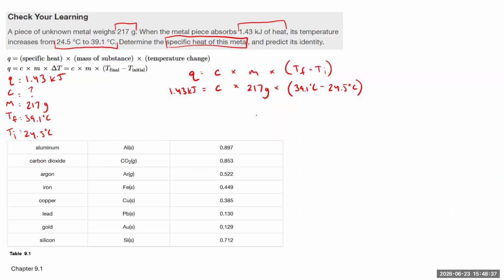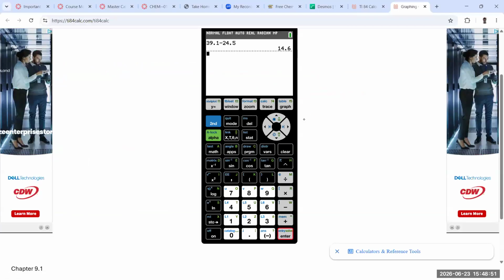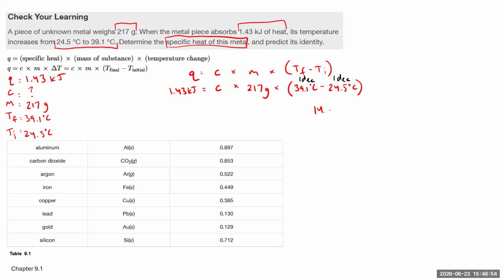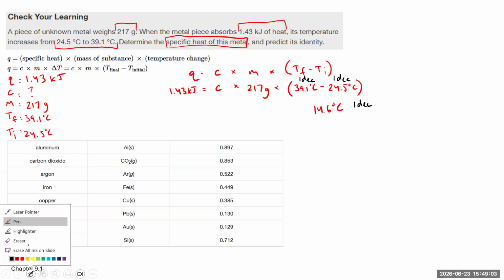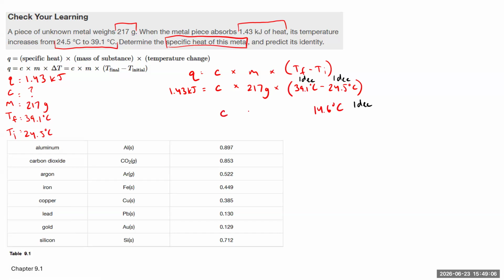Let's do sig figs. We have 1 decimal here. Here we have 1 decimal. So the answer is going to be 14.6 degrees Celsius. Already has 1 decimal, so we're good. We'll just say 1 decimal to keep track. So then we have Celsius, 217 grams equals 1.43 kilojoules. We want to isolate heat capacity by itself.